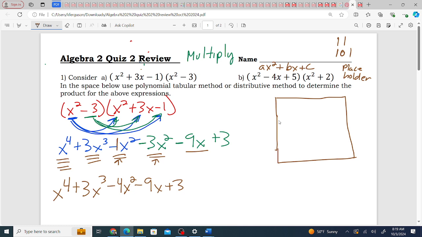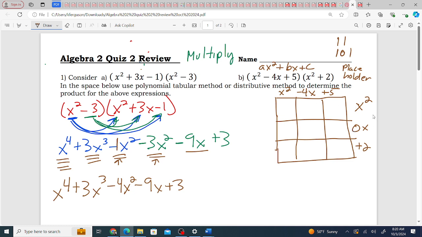So if we initially start with that, and I go x squared minus 4x plus 5, right? But then I need to have that placeholder because I've got x squared. I can't just put x to or plus 2. I need to have that placeholder for 0 times x, and then I've got my plus 2. So it ends up being 9 boxes.